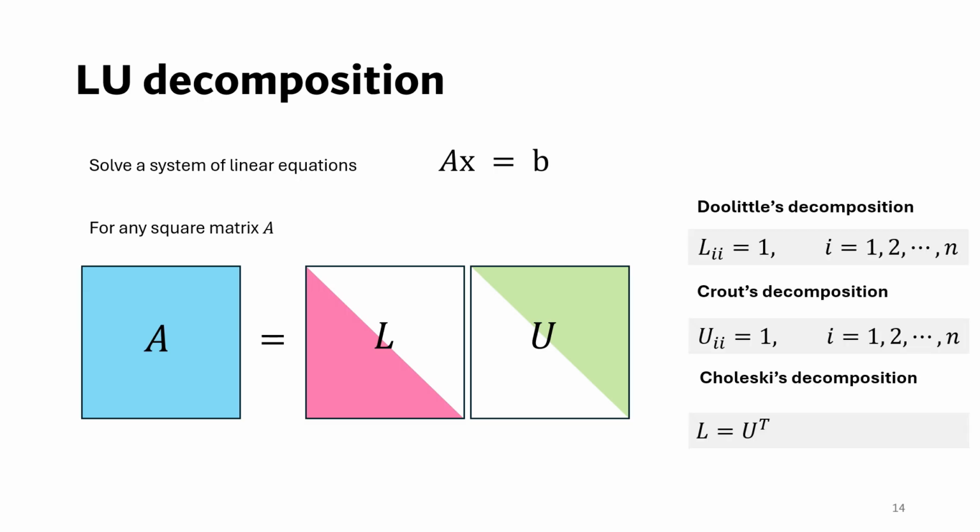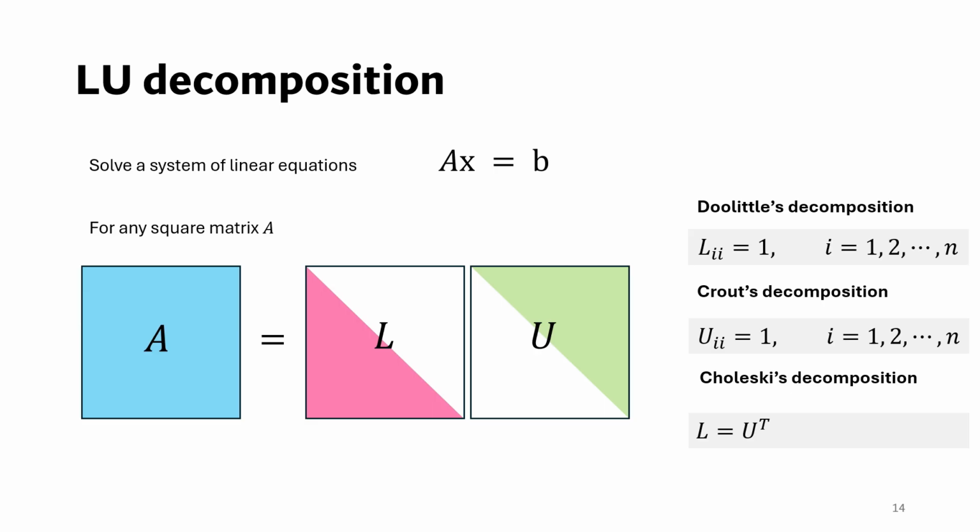For example, in Doolittle's decomposition, diagonal elements in the lower triangular matrix are all equal to 1. In Kraut's decomposition, the upper triangular matrix has a diagonal of 1s. In Cholesky's decomposition, the constraint is that the lower triangular matrix is the transpose of the upper triangular matrix. We'll look at all of these three methods in detail in the coming videos.